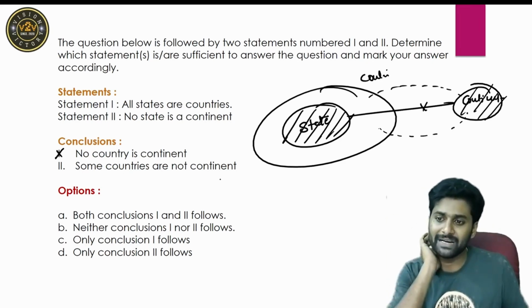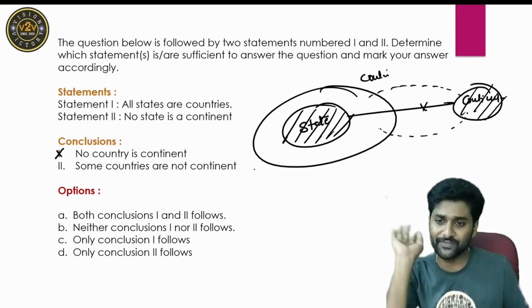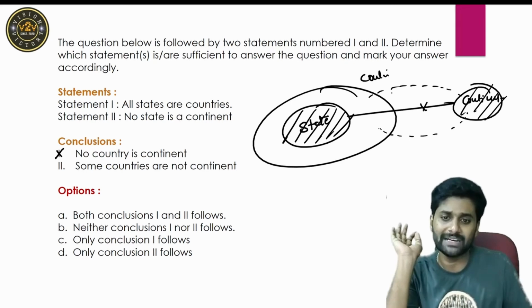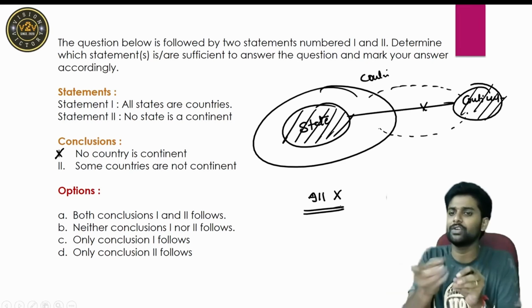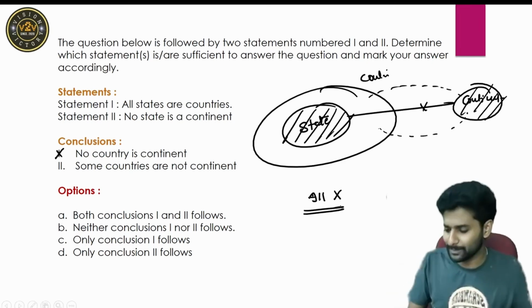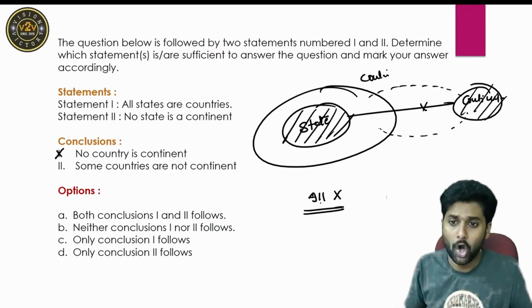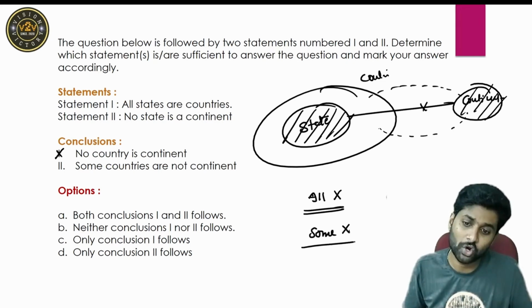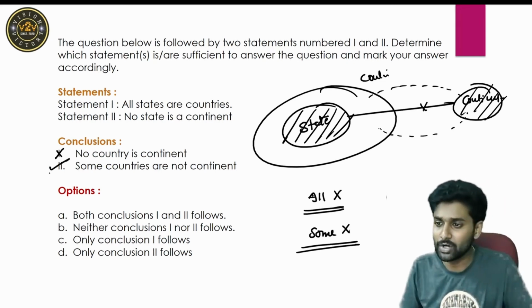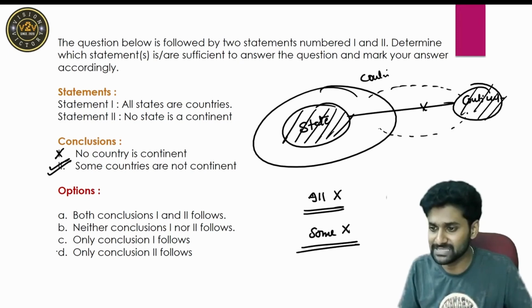Next one. Some countries are not continents. Yes, guys, first of all, check whether all countries are continents or not. All countries are not continents. Why? Because if you take an entire country, you will get a state. If a state is there, you can't place it with a continent. That's why all countries are not continents. Definitely some countries are also not continents. That's why conclusion 2 is the best answer, guys.